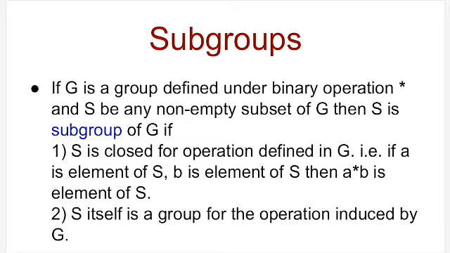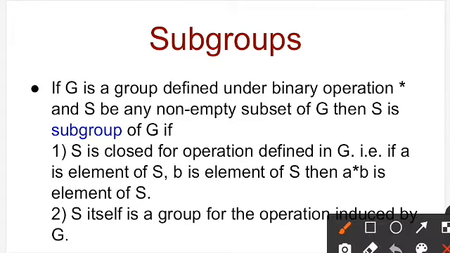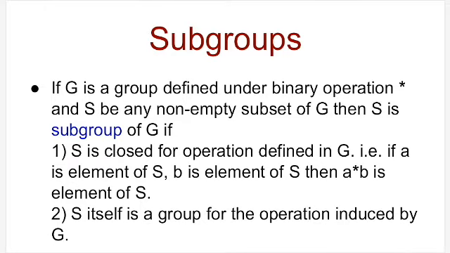Now we will start subgroups. So let's see the definition. If G is a group defined under binary operation star and S is any non-empty subset of G, then S is a subgroup of G if it satisfies the following two properties: if S is closed for the operation defined in G, that is, if a is an element of S and b is an element of S, then a star b must be an element of S. Also, if S itself is a group for the operation induced by G, only then it is a subgroup. Right? This is the definition.